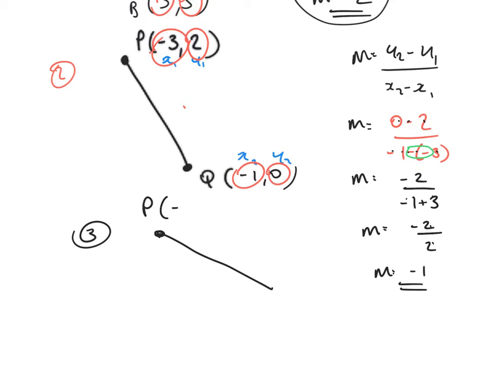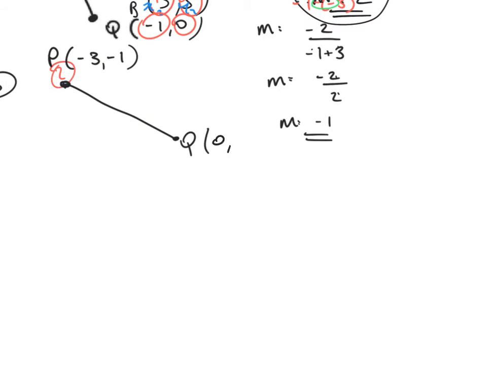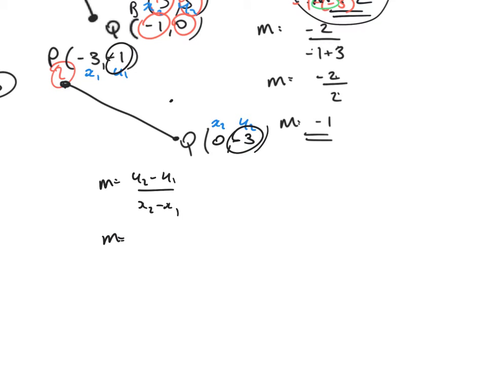Example 3, we've got a point P, which is minus 3, minus 1, and the point Q, which is 0, minus 3. Okay, again, so let's label the coordinates. X coordinate 1, y coordinate 1, x coordinate 2, y coordinate 2. The gradient is equal to y2 minus y1 over x2 minus x1. Okay, y2, so that's minus 3 minus minus 1 over x2 minus x1, that's 0 minus minus 3.